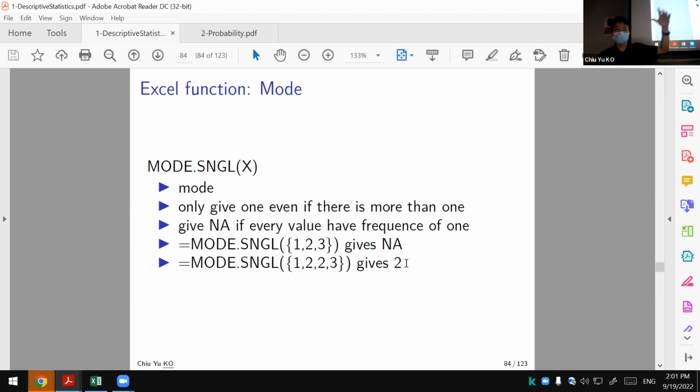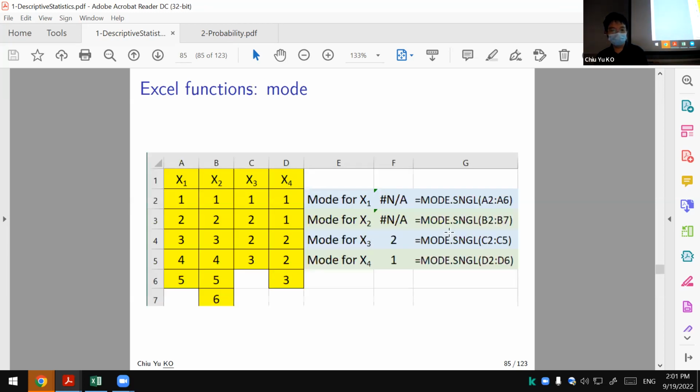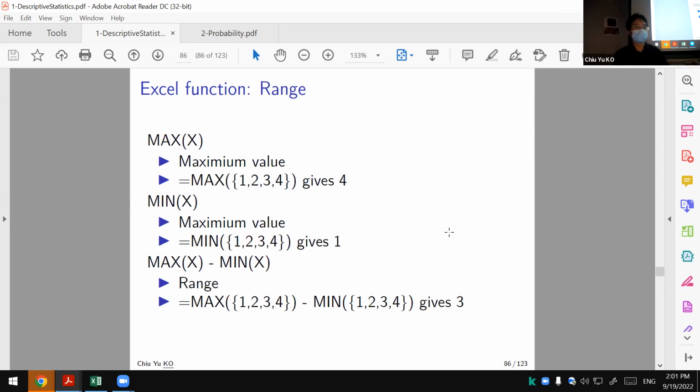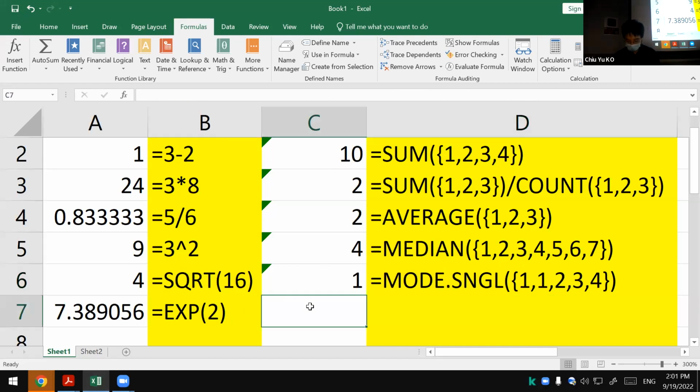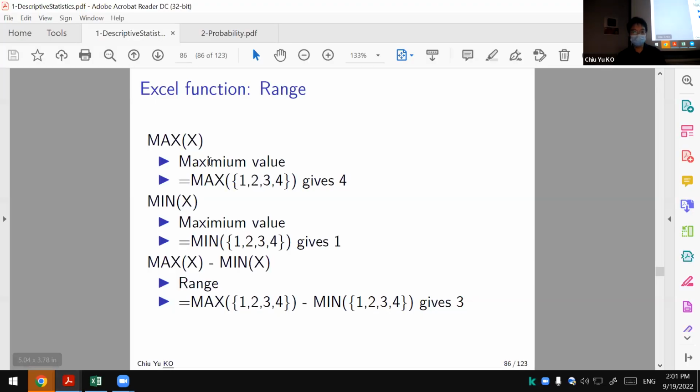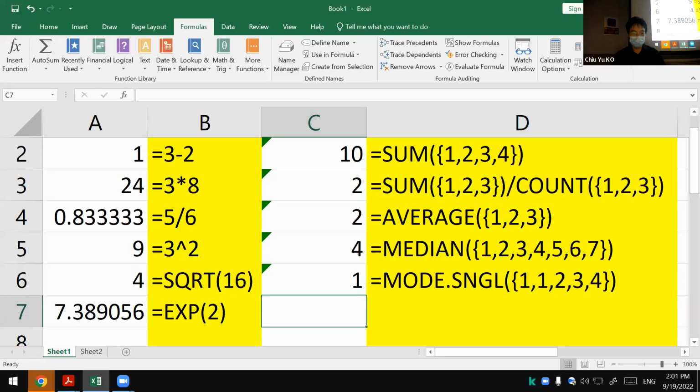Now we know mean, median, mode. The next thing is probably just trying to show you how to do range and IQR, right? How to do range and IQR? Range will be just the difference between maximum and minimum, right? So let's do that.